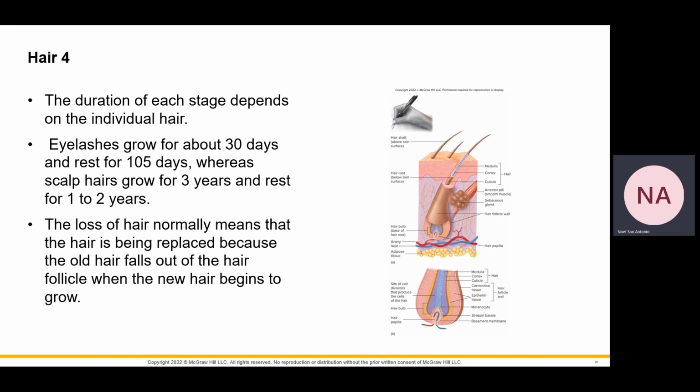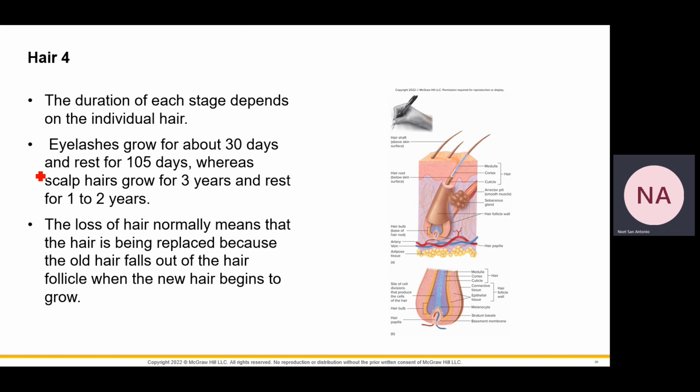Okay. Now, each stage depends on the individual hair. Kaya mapapansin nyo, mayroong mga buhok sa katawan natin, mabagal humaba. There are also hairs na mabilis. Like for example, our hair in the scalp. Yun ang pinakamabilis eh.